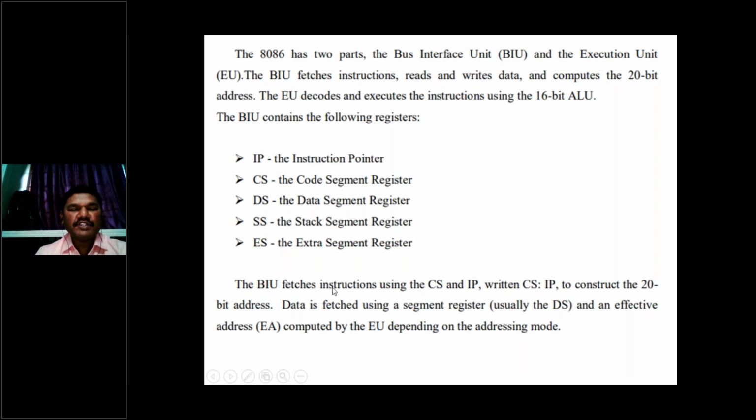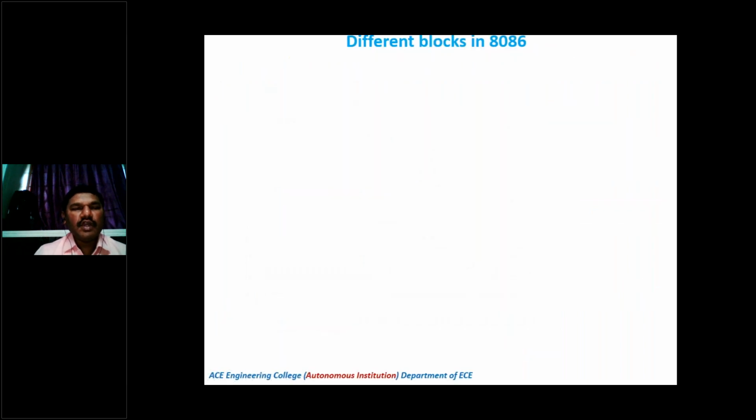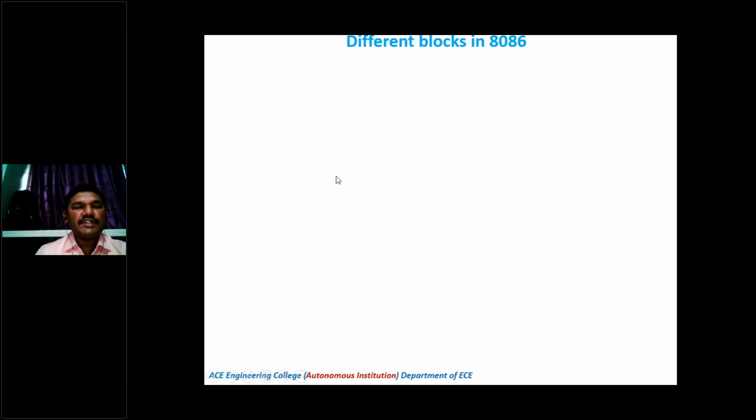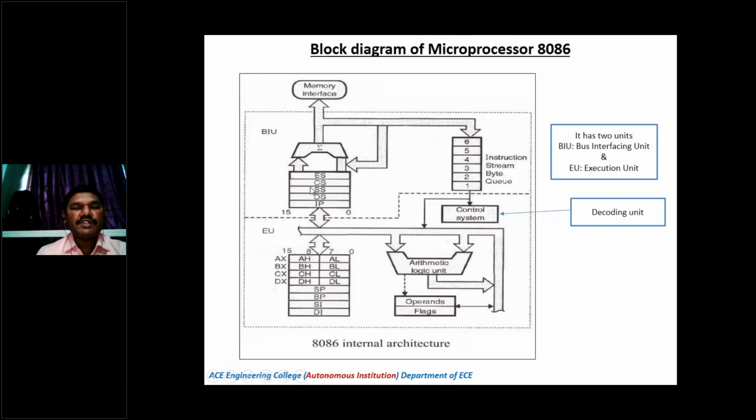The bus interface unit fetches instructions using the code segment and instruction pointer, written as CS and IP, to construct the 20-bit address. Data is fetched using a segment register and an effective address computed by the execution unit depending on the addressing modes, which we will see later. Right, so here you can see the different functional units of the x86 bus interfacing unit. Here you can see the segment registers, the address conversion mechanism, and the instruction stream or instruction byte queue.